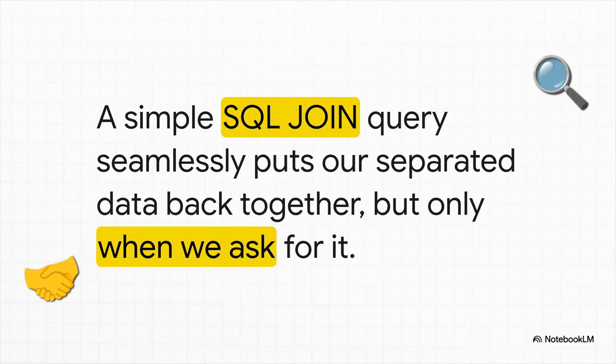So when you need to see it all together, how do you do it? It's surprisingly easy. You use one simple command, a SQL join. You basically just tell the database, hey, follow that author ID link for me, and it stitches the data from the two tables back together instantly. It's efficient and it's incredibly powerful.